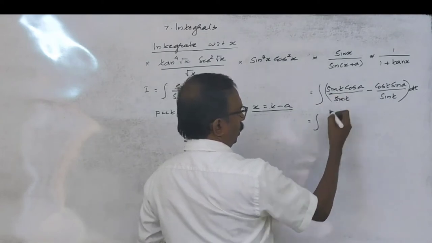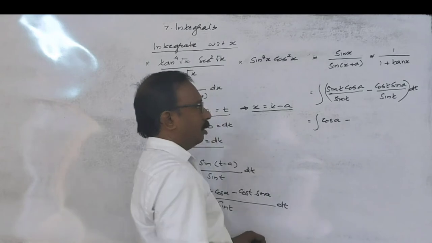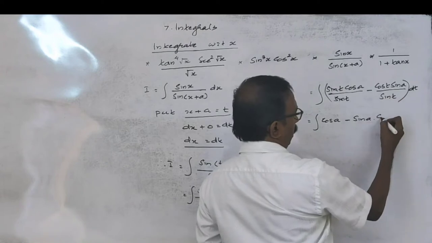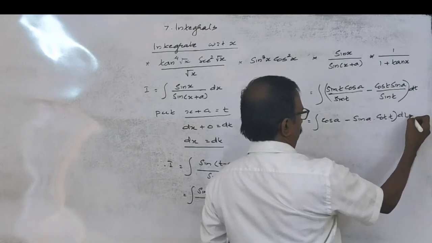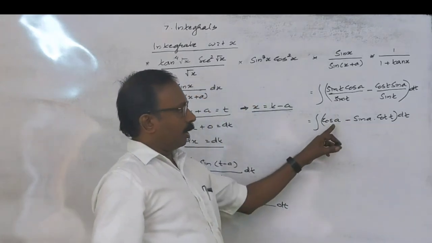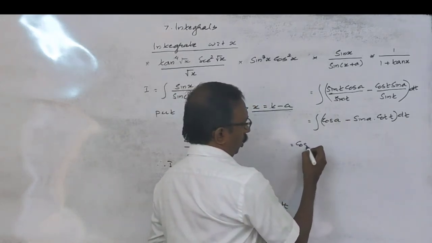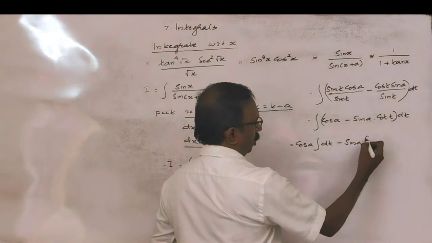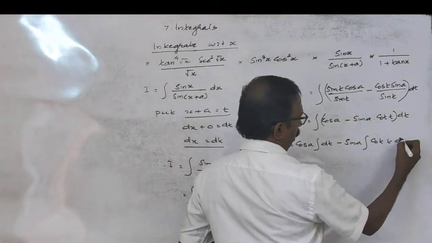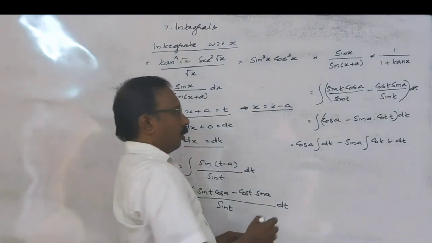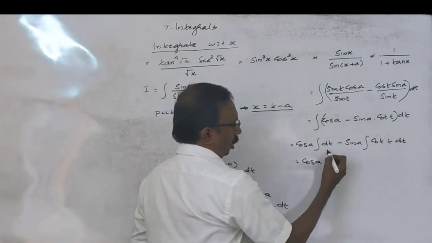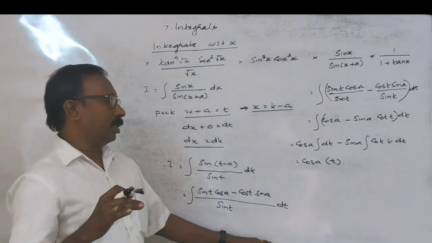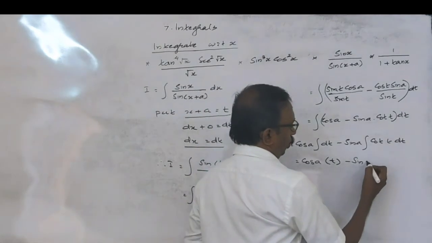That is the integral of cos a minus sin a into cos t by sin t, which is cot t, into dt. But cos a is a constant, so cos a into the integral of dt, minus sin a, which is also a constant, into the integral of cot t into dt. Cos a into the integral of dt, which is t, minus sin a into the integral of cot t.